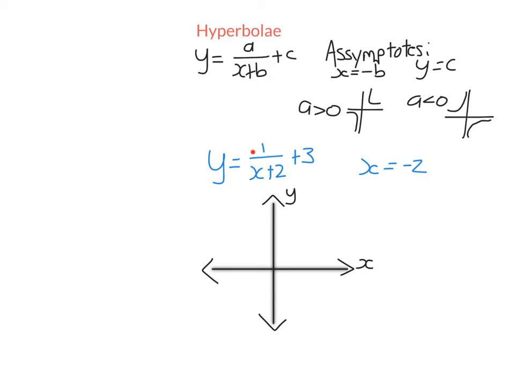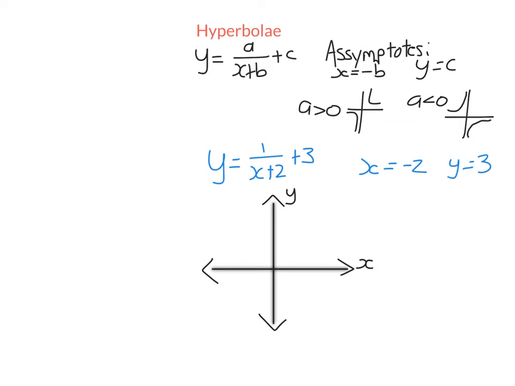This fraction can never equal 0. You can't divide 1 by a number to get 0. Because this fraction can't equal 0, y cannot equal 0 plus 3. That means y equals 3 is another no-go zone for this graph. Y can never equal 3. So there can be no points on the hyperbola where x is minus 2 or y equals 3.